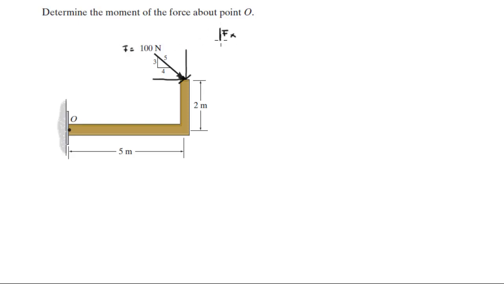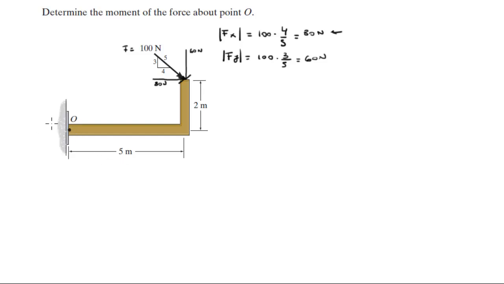So the magnitude of F_x is equal to 100 times 4 over 5, which would make it 80 newtons. It's important that you put the units when you're doing moment problems so you don't get confused. The magnitude of the force in the y direction is 100 times 3 over 5, which will make it 60 newtons. So that means that this force is 60 newtons and this force is 80 newtons.